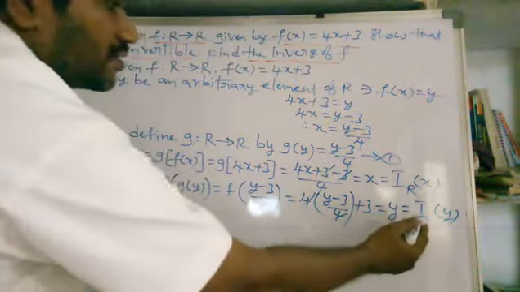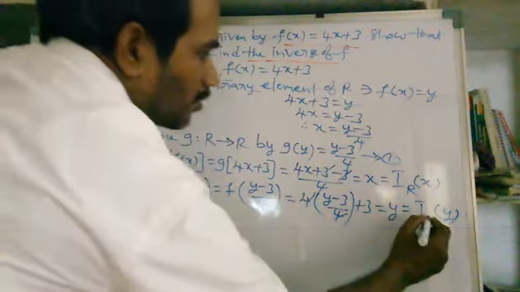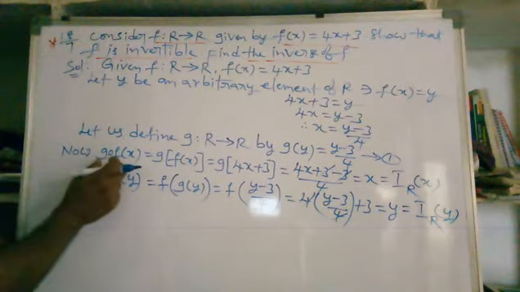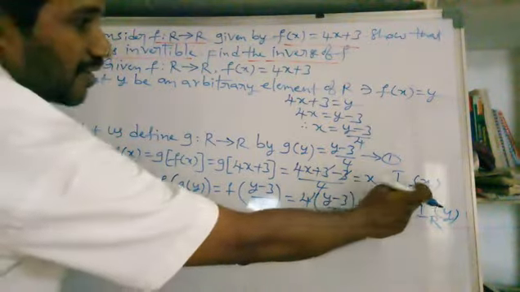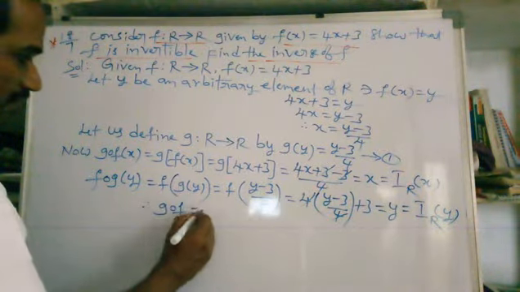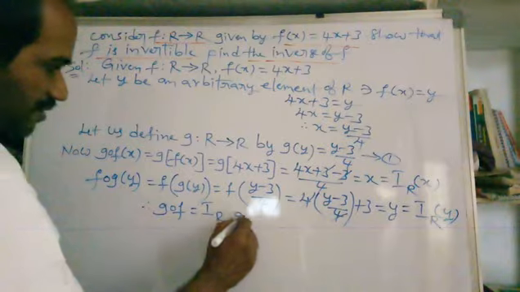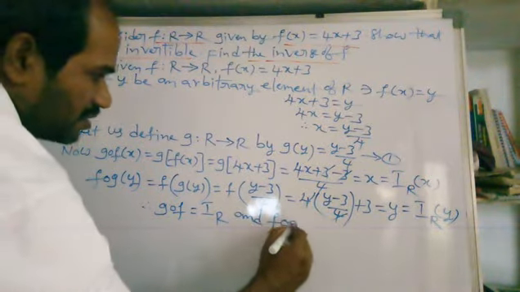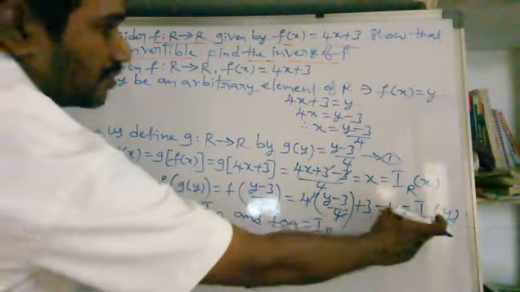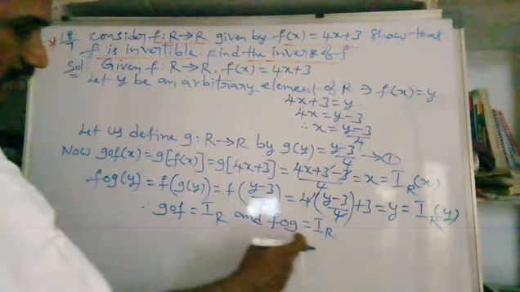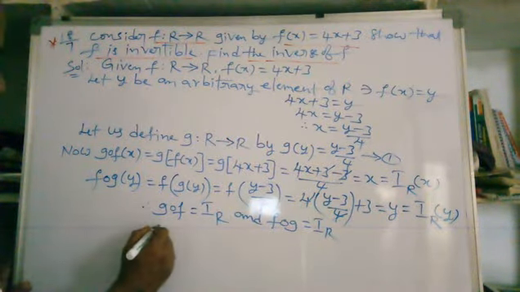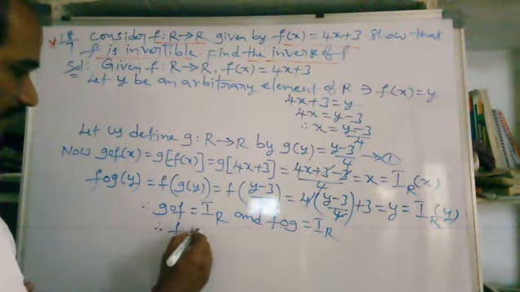By the identity definition, in the suffix take the codomain. Here the codomain is also R. So in this composite function, g circle f is equal to I_R, and f circle g is equal to I_R. So the composite functions are identity. Therefore f is invertible.